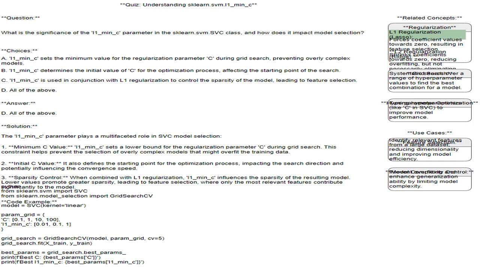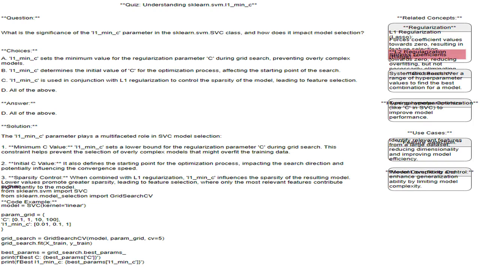L1 regularization, lasso. L1 regularization adds a penalty proportional to the absolute value of the model's coefficients. It encourages sparsity by driving irrelevant feature coefficients towards zero, effectively performing feature selection. Identifying key factors contributing to customer churn in a telecommunications company, allowing targeted interventions. Selecting the most informative genes for disease prediction in medical diagnostics, leading to more accurate and efficient models.